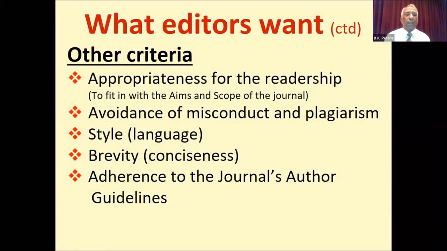There are certain other criteria that we editors also look for. The appropriateness for the readership, to fit in with the aims and scope of the journal. I think that's quite important. So when you look at the website details of a journal, you know what is appropriate and what is not appropriate. And obviously, we expect you to avoid all types of research misconduct and plagiarism. The style of writing, the language that is used in presentation of your research paper becomes quite important for us editors. Then the brevity or the conciseness of what you have written, we will be dealing with this in a little while. And adherence, obviously, to the journal's guidelines, as I said earlier, scrupulously.